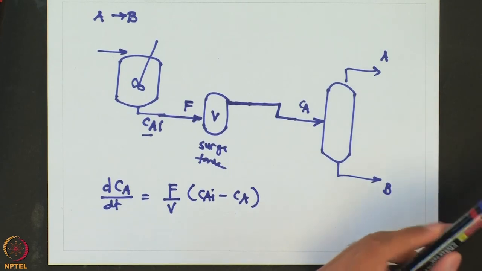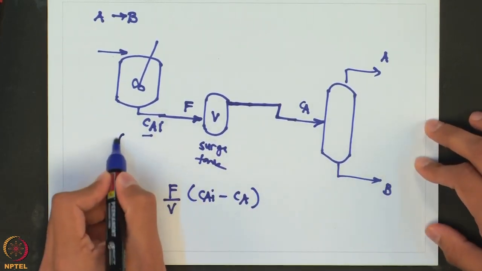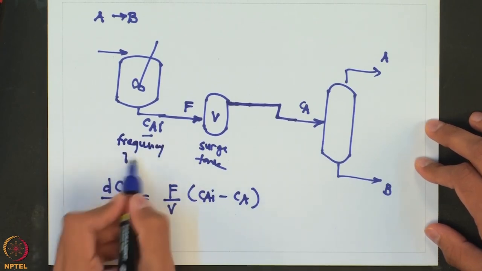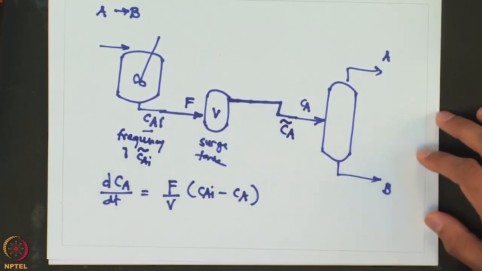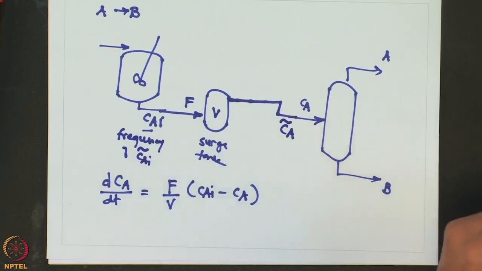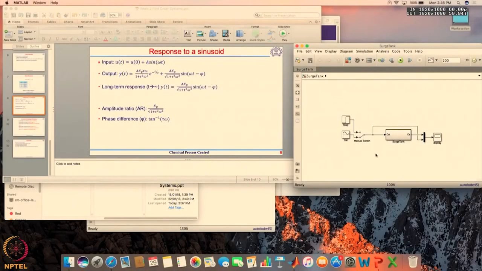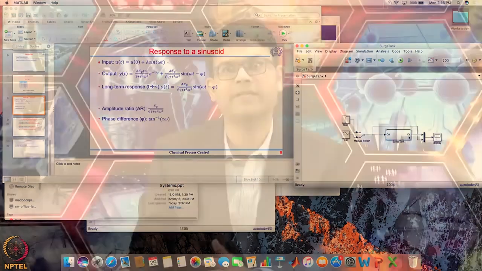So let us simulate and try to see what is the effect of the frequency of the C_AI change on the change at the output of this particular system. So we have simulated this system, and what you can see is we are going to pass some sinusoid into the system as C_AI, and we will try to monitor what you get at the output. Now let me make it clear that at steady state C_AI will be equal to C_A. So whatever is the concentration on average that is going into the surge tank, the average composition coming out of the surge tank is going to be the same.